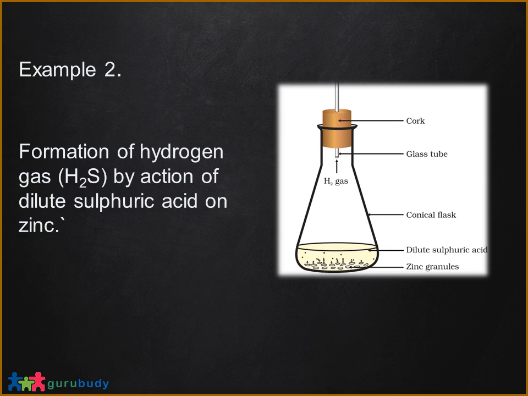Another example is the formation of hydrogen gas. You see on your slide that we have a conical flask, and we have sulfuric acid and zinc granules, and due to the reaction between the zinc and the sulfuric acid, it forms hydrogen gas. This is another example of a chemical reaction.